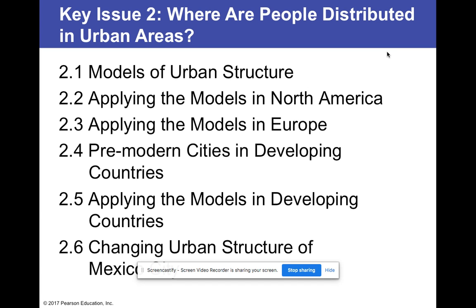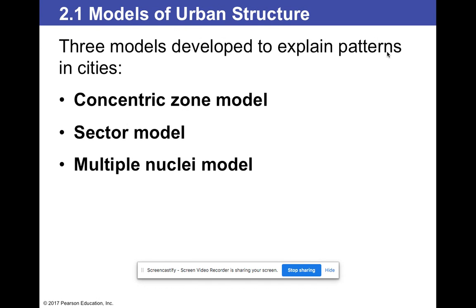All right, looking at 2. Let's go through this here. There are 3 models developed to explain patterns in cities. We have concentric, think of it like a tree ring. We have sector, which would be like different little squares together. And then multiple nuclei, which is kind of like us here in Southern California.